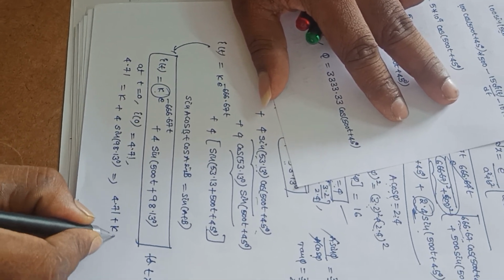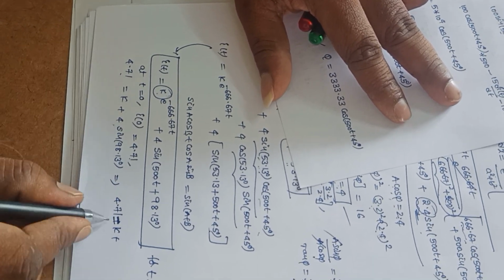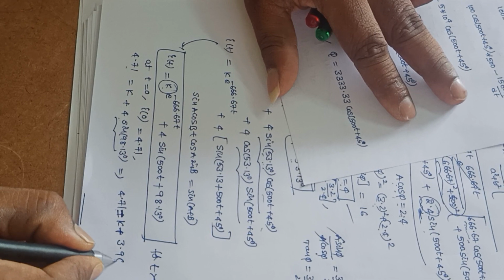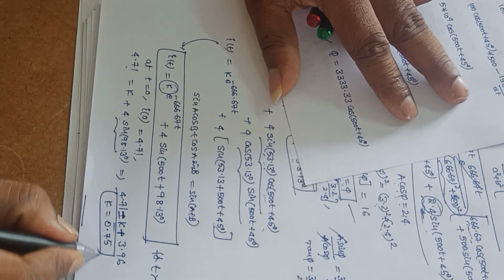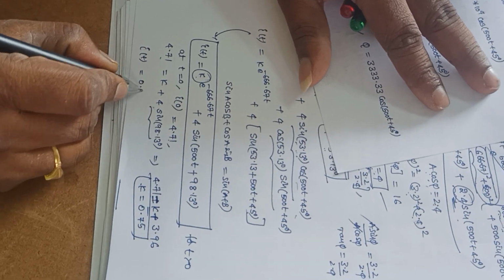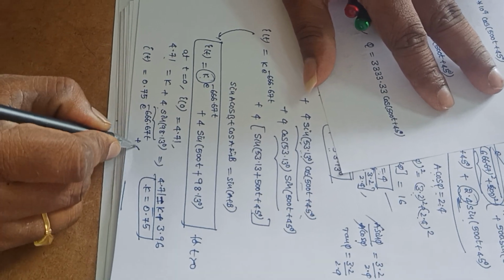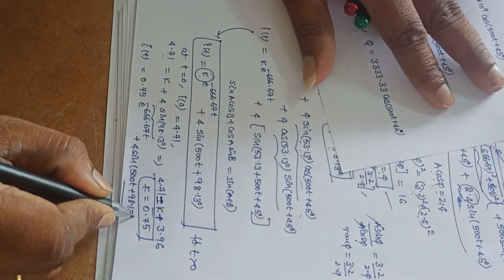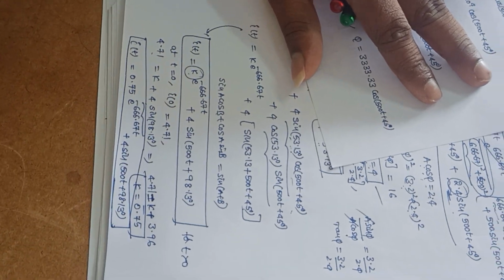So 4.71 is equal to k plus this one. If I calculate this value, it will become 3.96. So from this, the k value is 0.75. After calculating the value of k, you substitute this value of k in this expression for i of t. The final expression here is 0.75 into e power minus 666.67t plus 4 sin of 500t plus 98.13. So this is the final expression for i of t for this type of problem.